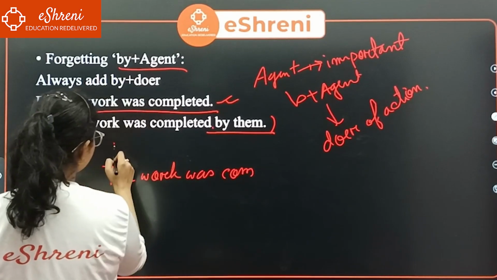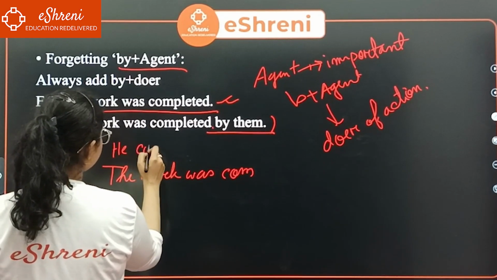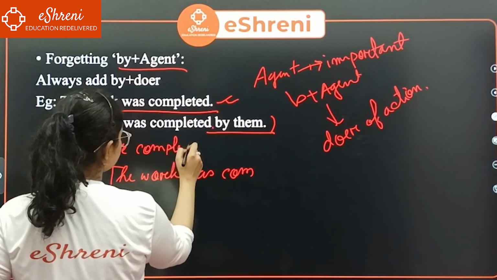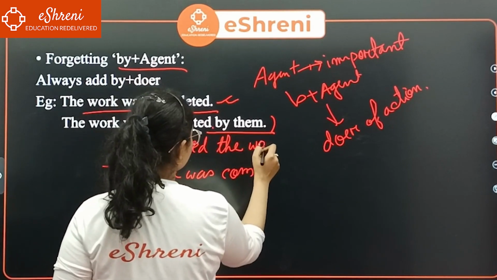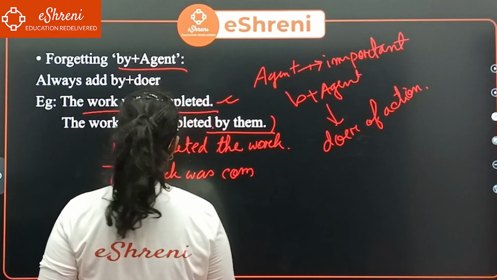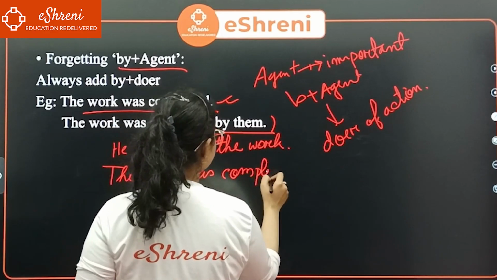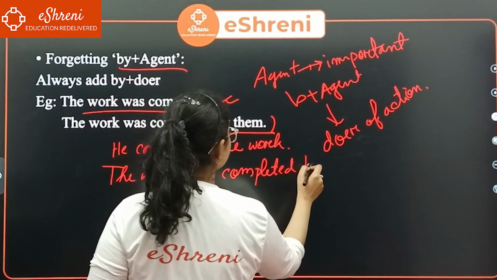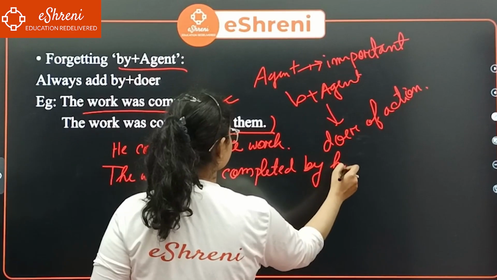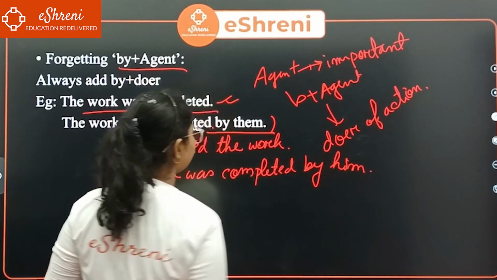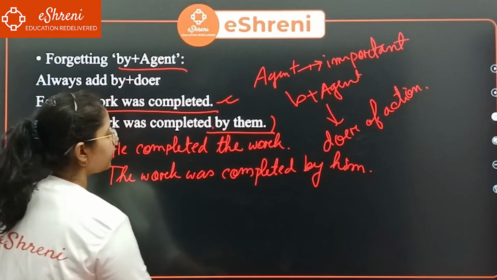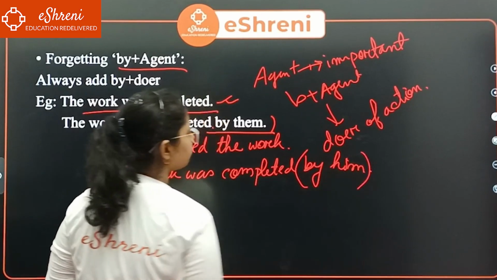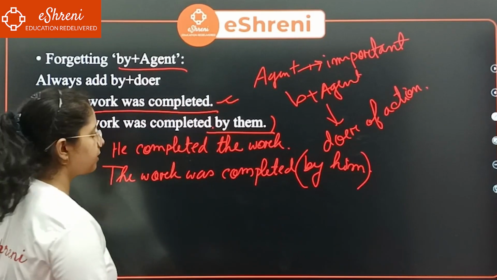Maybe he completed the work. So there, the work was completed by him. So there, as you can see, the work was completed by him. So never forget to add the agent part, by plus agent part. So that is very important.